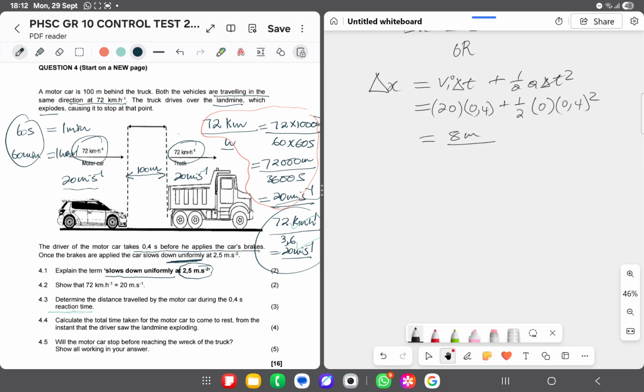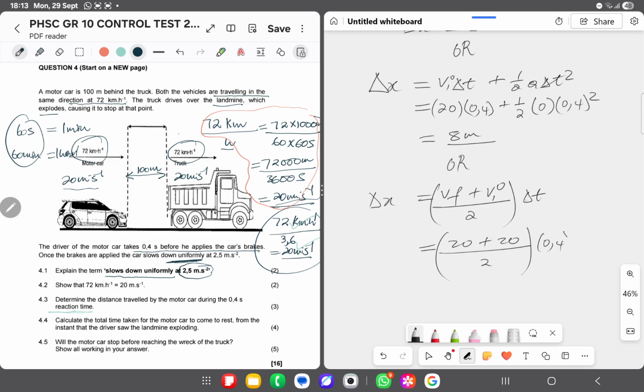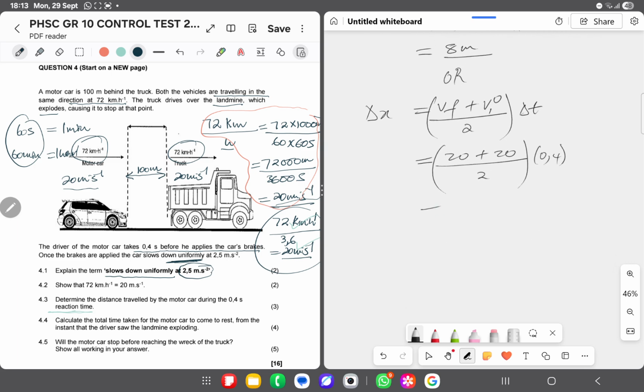Another option that we can use: delta x is equal to (v final plus v initial) all over 2, then multiplied by delta t. For constant velocity, v initial and v final are the same, and the reaction time is 0.4. So it will be 40 divided by 2, multiplied by 0.4. Then you're going to get the same answer, which is 8 meters. Okay, that will be 3 marks. You can choose one of the options there.